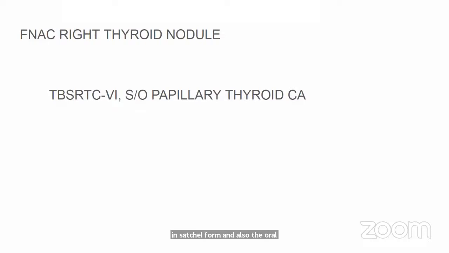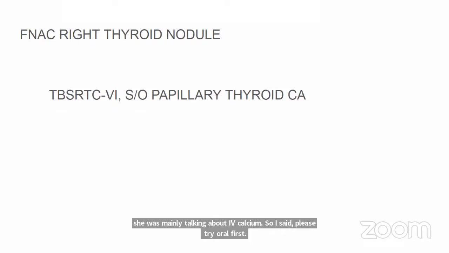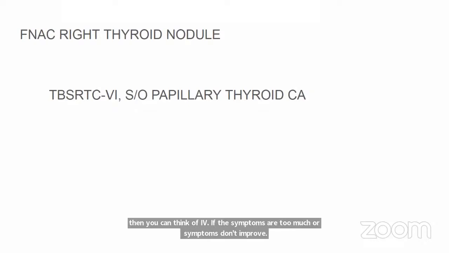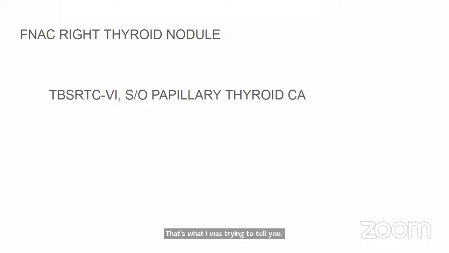So she was mainly talking about IV calcium. So I said, please try oral first in TDS dose. And if that doesn't work, then IV calcium, because IV calcium has its own side effects to the heart and everything. So you have to be a little careful under supervision, but oral TDS dose will be safe, and then you can think of IV if the symptoms are too much or don't improve. That's what I was trying to tell you. And calcitriol is fast acting, I think. The market preparation, I'm forgetting a little, but that also needs to be given along with it, and the dose of that is 25 milligram.